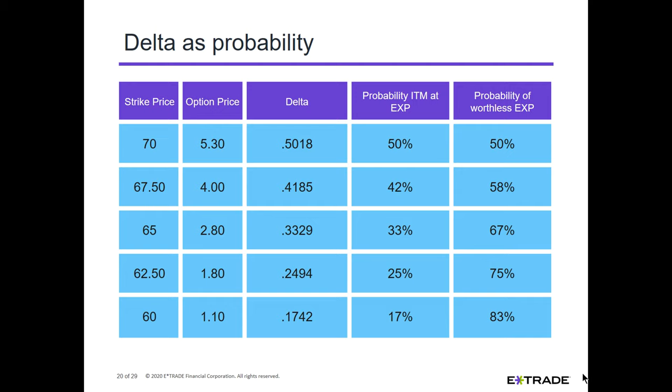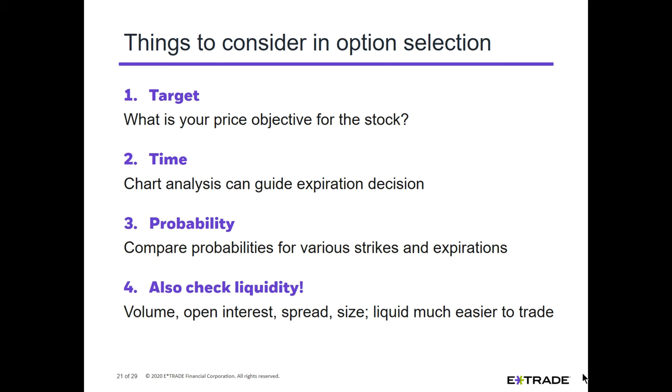So you are faced with these two trade-offs. The leverage that's available and the probability of loss. So when you're making the pick, go through this sequence. What is my price objective for the stock? What is my rationale for it? Why and where do I think it's going?